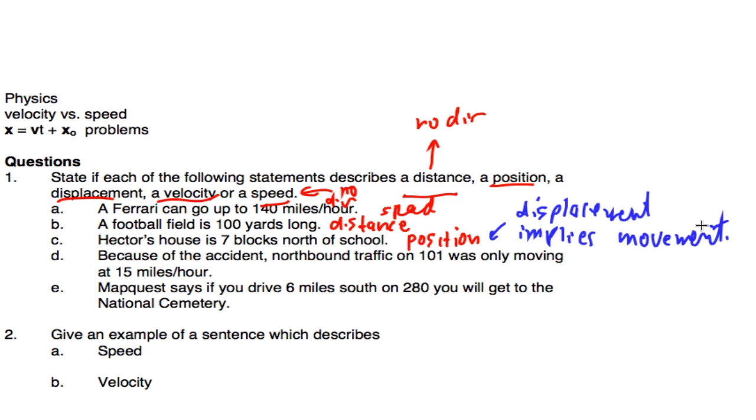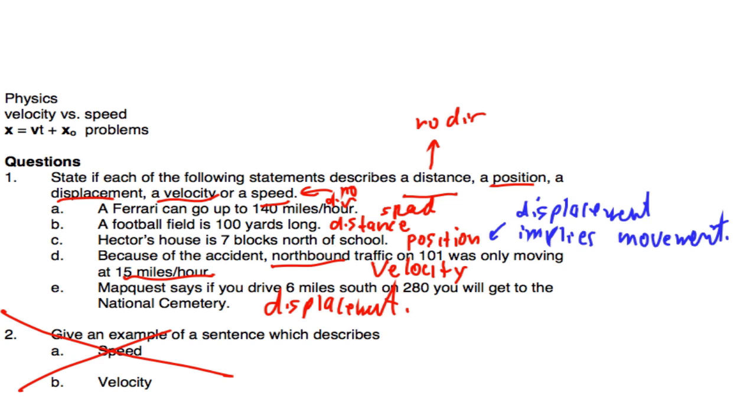Now, because of the accident, northbound traffic. Oh, we got northbound, so we got a direction, and we got a speed, so that's going to be velocity. And for this last one, it says if you drive 6 miles south on 280 to get to the National Cemetery. We have no idea how long that's going to take. We're simply told you start from your home, you wind up 6 miles south, so you've got a displacement right there. Number 2, we skip that. Give me a sentence which describes, yuck.